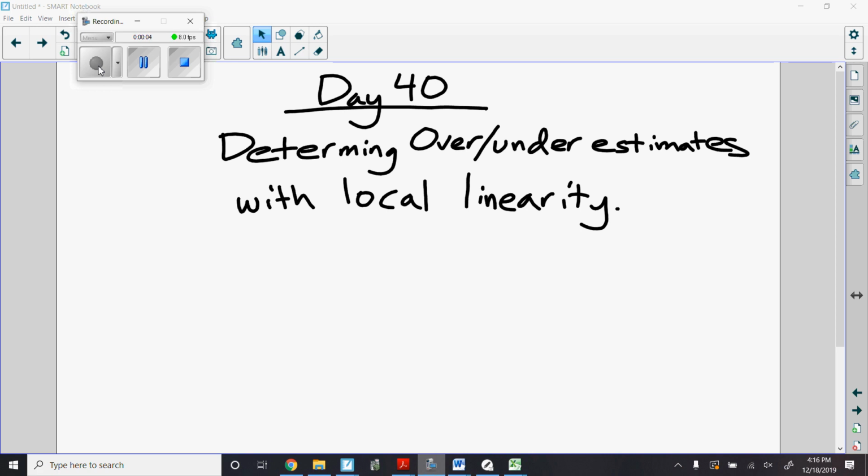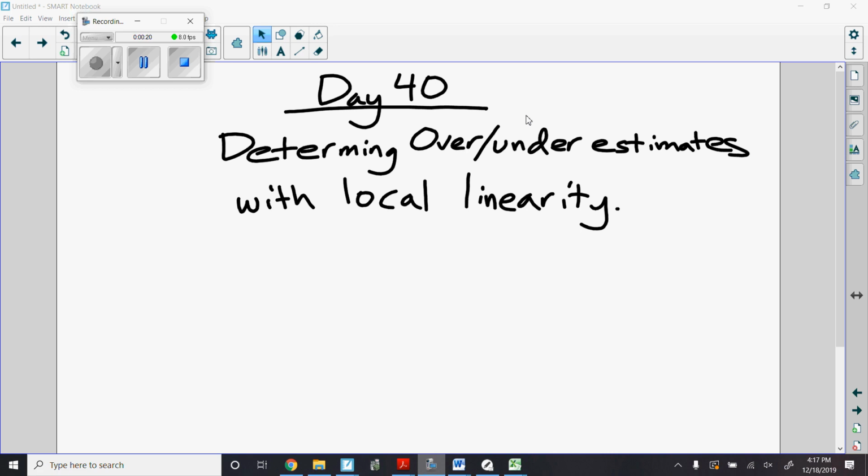Guys, we're back with day 40 here. I talked about this a little bit in class today, but I want to make sure I get it into the notes so everyone has it. Then I want to talk about different ways that we can use this local linearity.